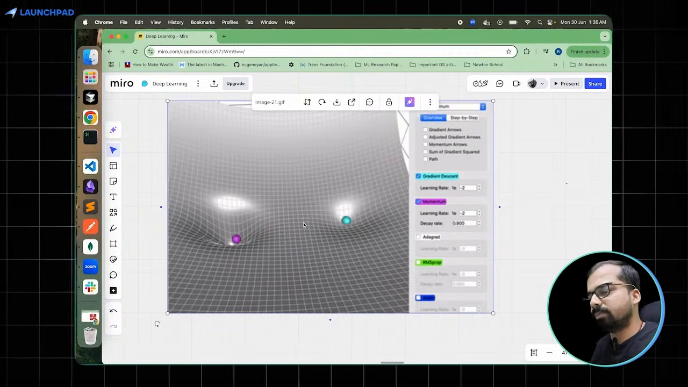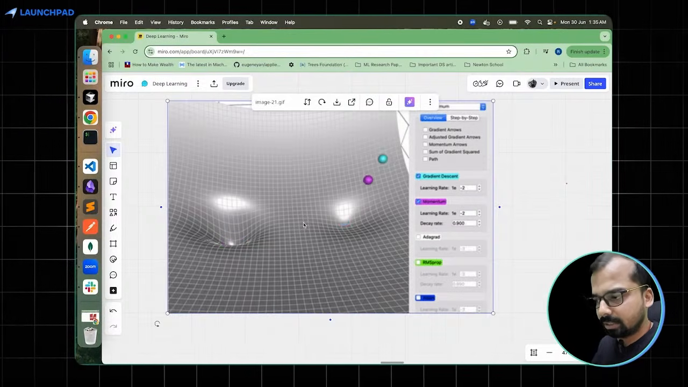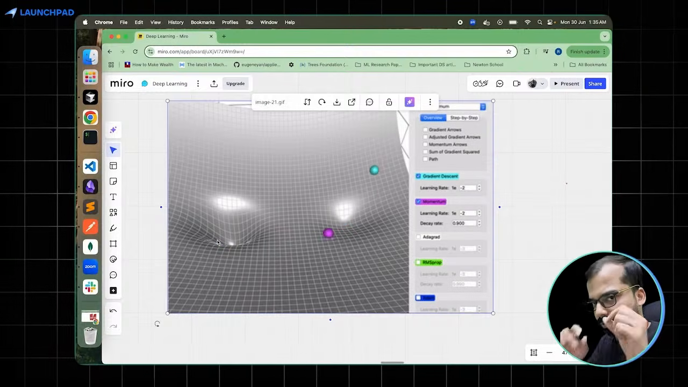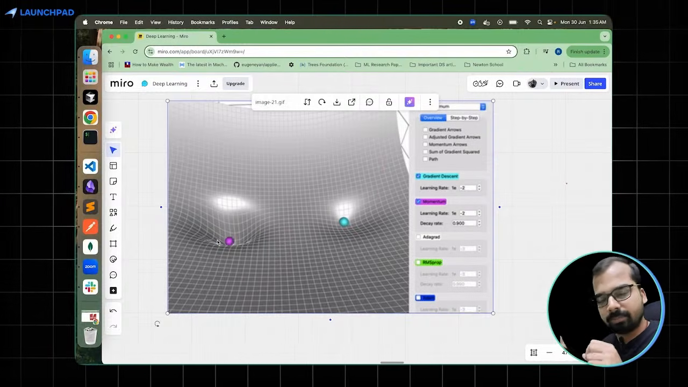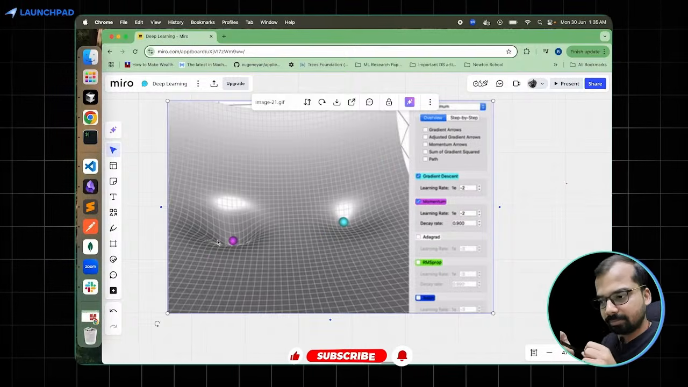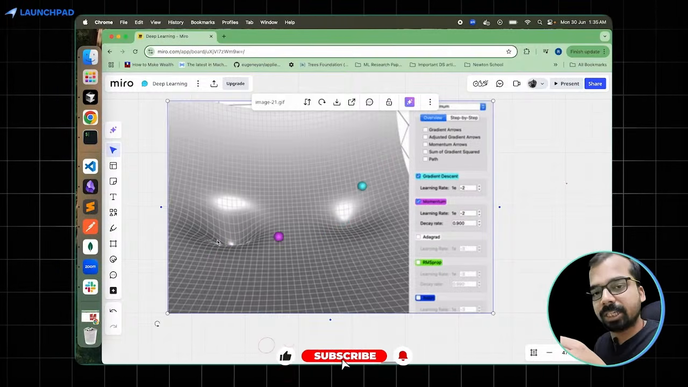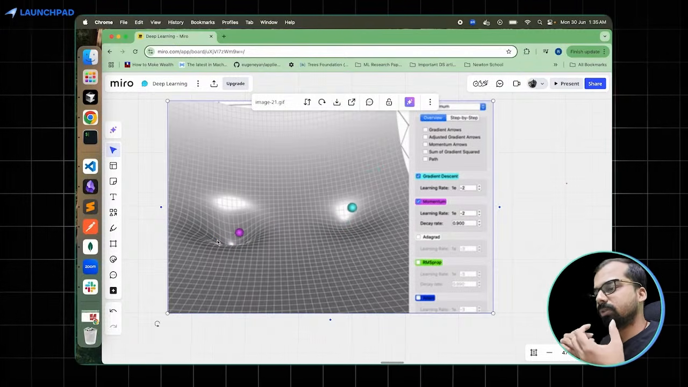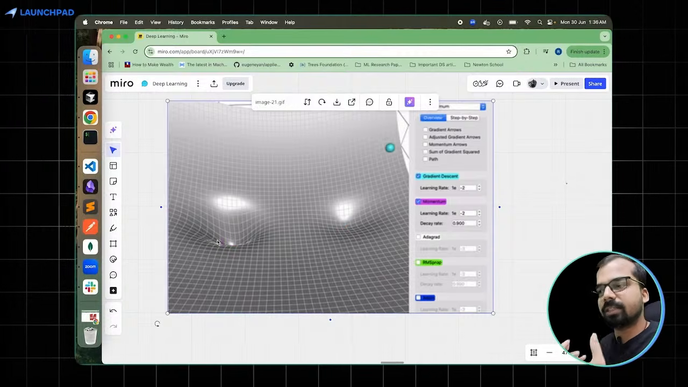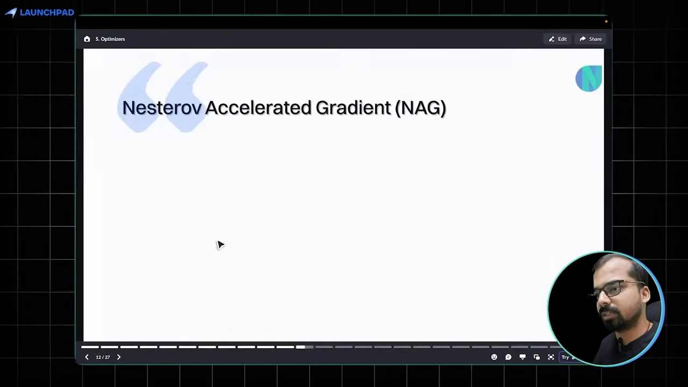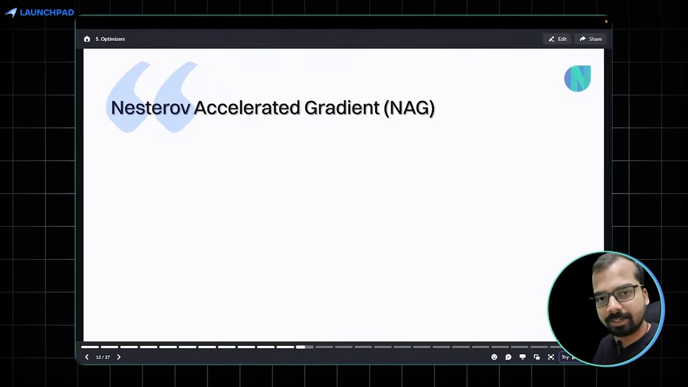Now the one problem with SGD with momentum is that if you see over here, once it reaches the minima, it oscillates around the minima. So there are some extra steps required, right? So it's still not the fastest. There are still some improvements that we can make, and that's where we come up with other such algorithms. So the next one is known as Nesterov accelerated gradient.